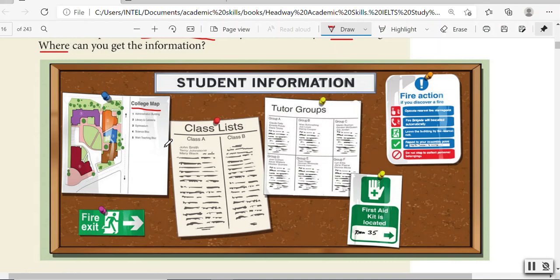And class lists. You're in class A or in class B. Check your name and you can find which one you belong to. Tutor groups. Group A, group B, and group C. And the other groups also. You can know about the tutor groups, the tutor names for each group.